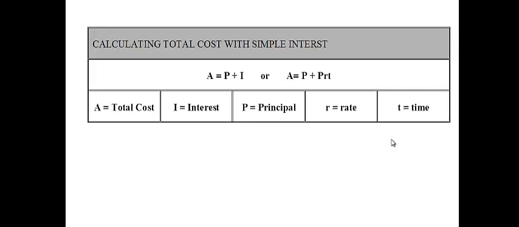So if we're calculating total cost as opposed to just interest, we have two possibilities for formulas: A equals P plus I, or A equals P plus PRT. They're the same formulas, except in the one on the left, I simply represents interest, while the one on the right spells it out from the original equation, I equals PRT. Either one is valid. You're doing the same amount of work either way. P is still principal, R is still rate, and T is still time.